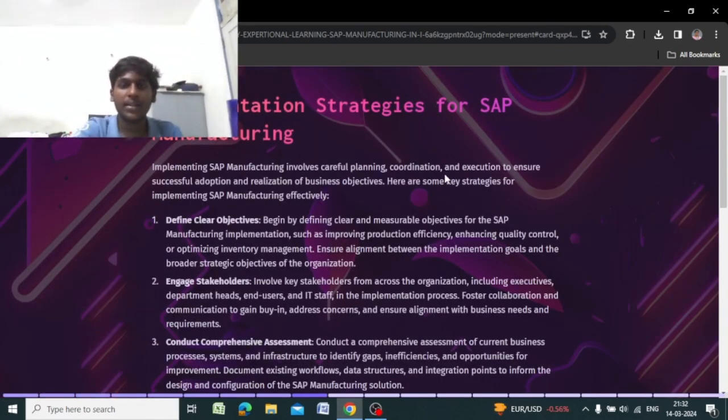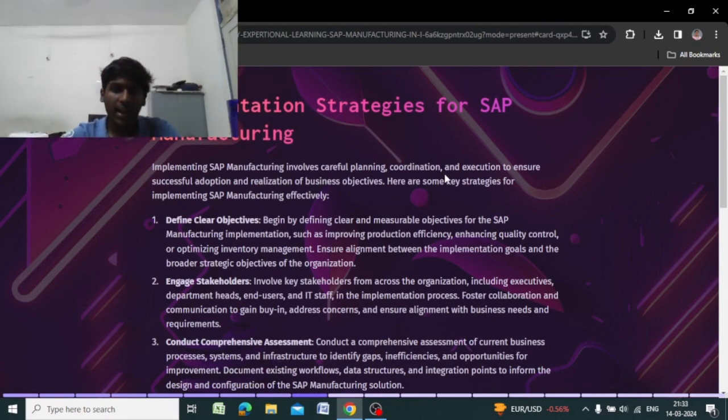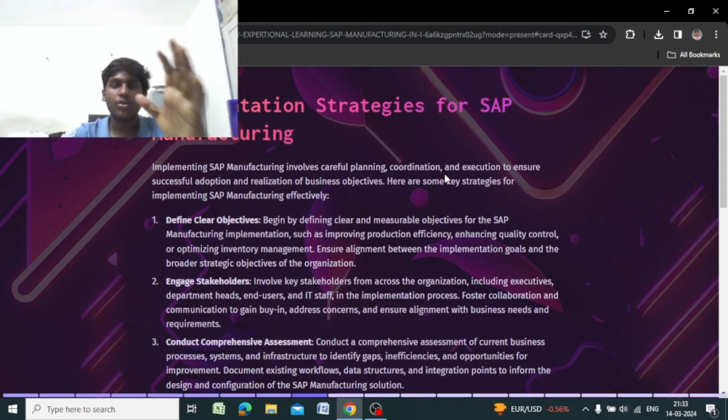So, implementation strategies for SAP manufacturing. The company has to define a clear and measurable objective for manufacturing implementation. For example, if the company has to follow a Six Sigma manufacturing technique, it has to follow it throughout with good data on inventory and supply chain. Then, engage stakeholders.